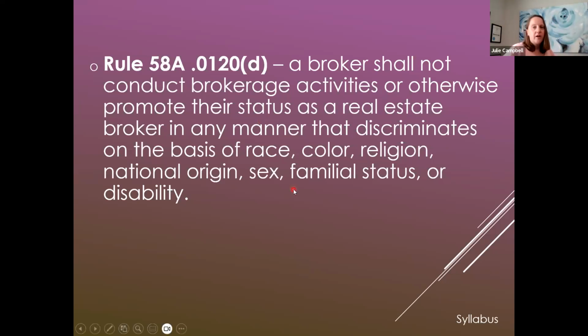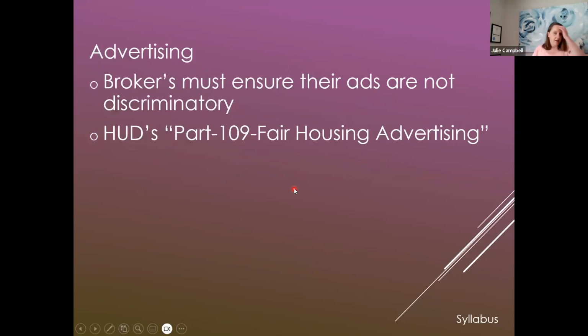The commission also addresses, as they always have, our advertising, making sure that your ads are in no way discriminatory. Fair Housing, well, HUD is part of Fair Housing, has had their advertising guidelines. You can Google Part 109 Fair Housing Advertising, and what you're going to get is a whole bunch of words that Fair Housing has said, proceed with caution, because those words, if misconstrued or misinterpreted, could be misunderstood as discriminatory advertising. So we need to be really, really careful in our advertising.